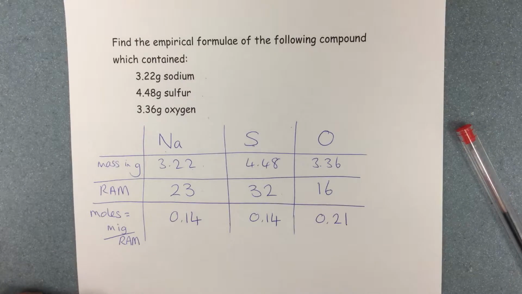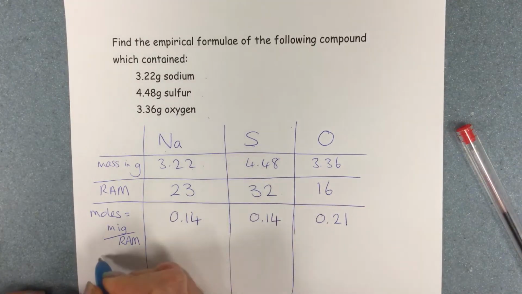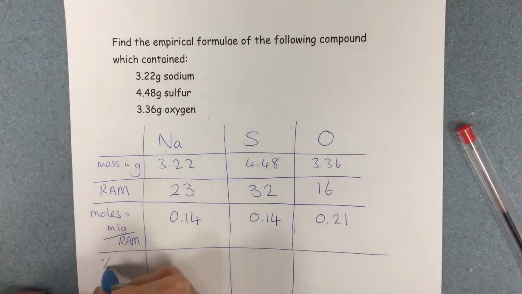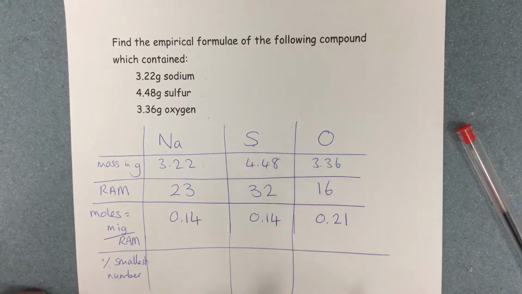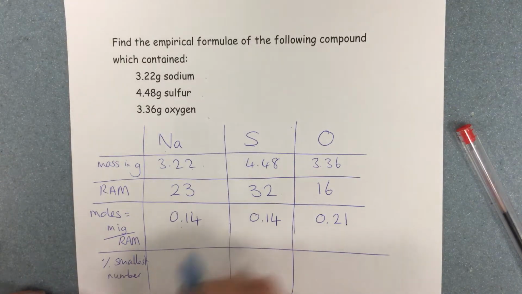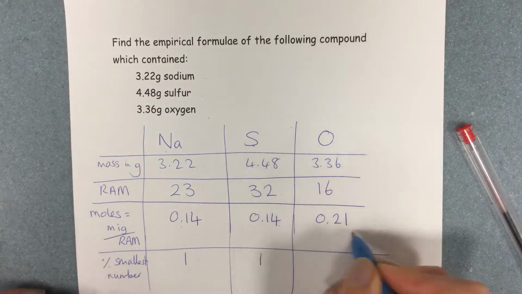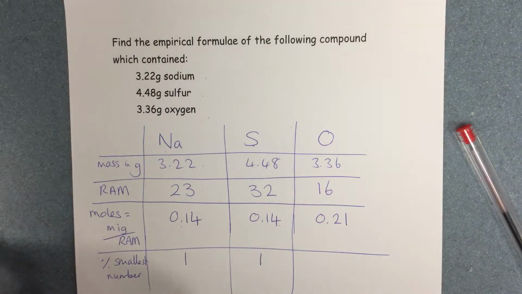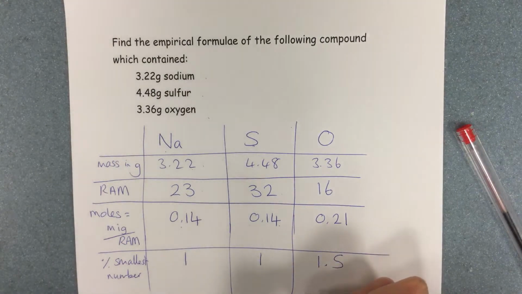So far so good. It is not a whole number, it's a ratio, but it's not a whole number, so we then divide by the smallest number. So we're trying to get everything to be sort of like a 1 to something ratio. So 0.14 divided by 0.14, that's the smallest number, is 1. That divided by itself is 1. 0.21 divided by 0.14 is 1.5.